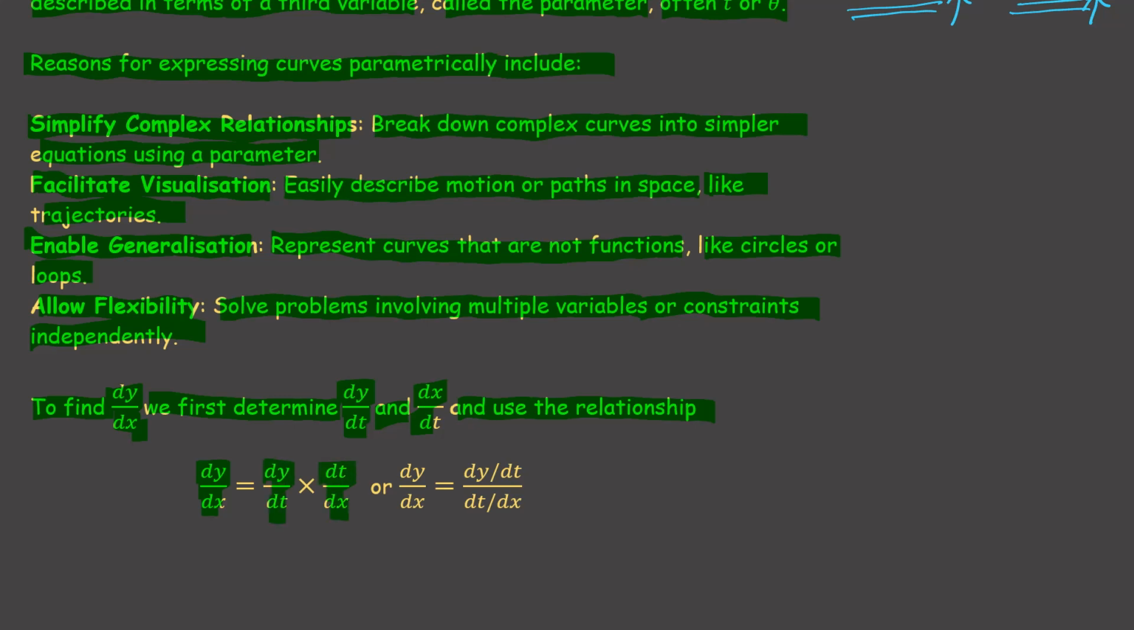If you treat these as fractions, cancel out the dt, and what do you get? I know they're not fractions, but you can justify that you can treat them as such. Or dy/dx is dy/dt divided by dx/dt, which is much the same thing.